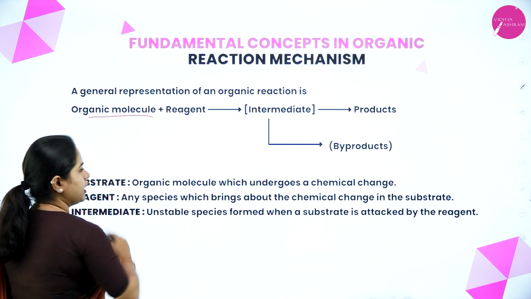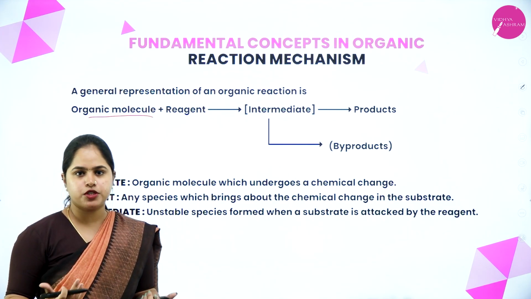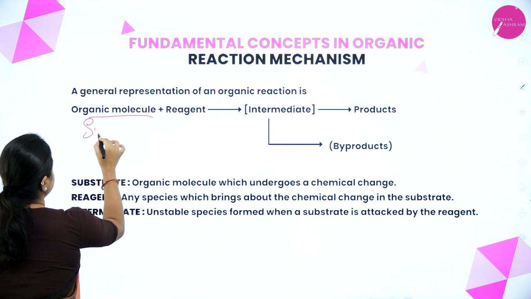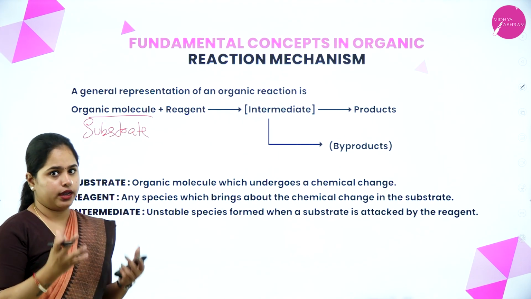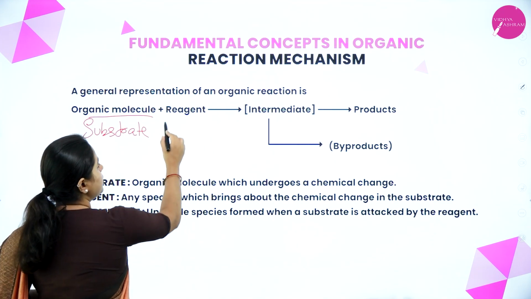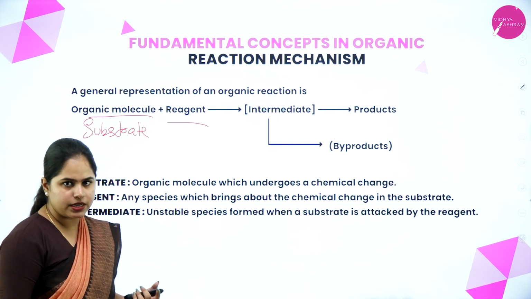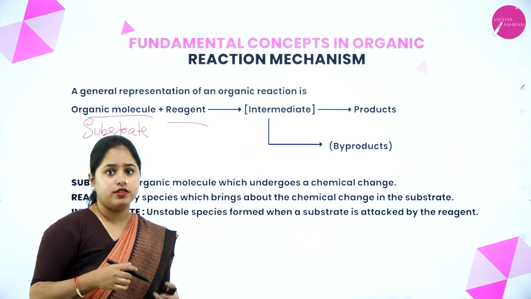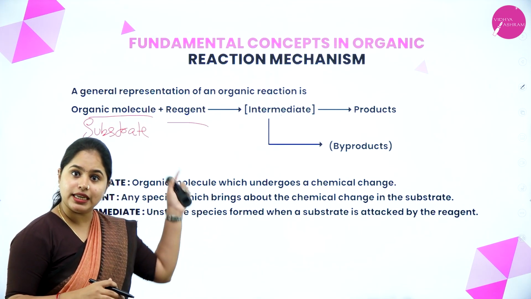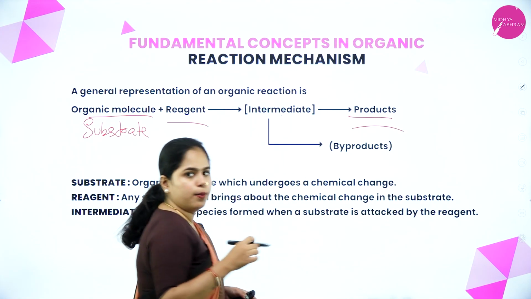There will be an organic molecule. We are studying organic chemistry, right? So generally we can also call it a substrate. There will be an organic molecule, and there will be some reagent. It has to react with something, right? So there will be certain reagents and you will get an intermediate state which is unstable. From the intermediate state you will get the products.